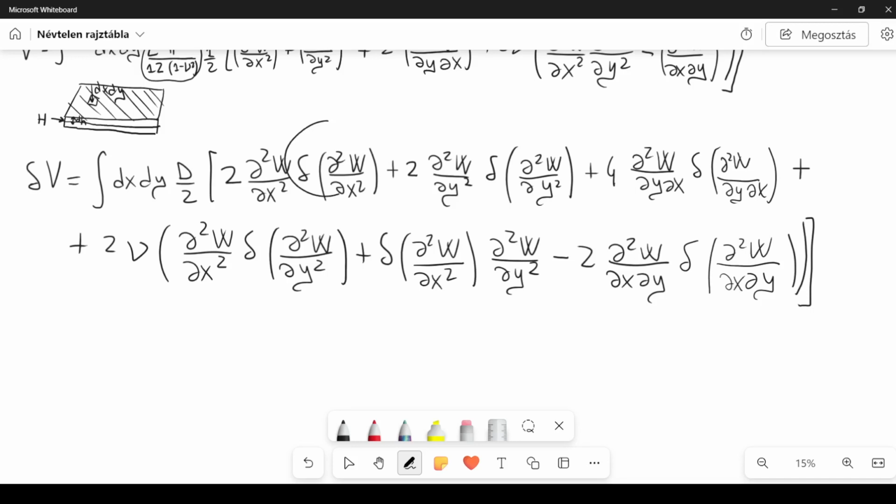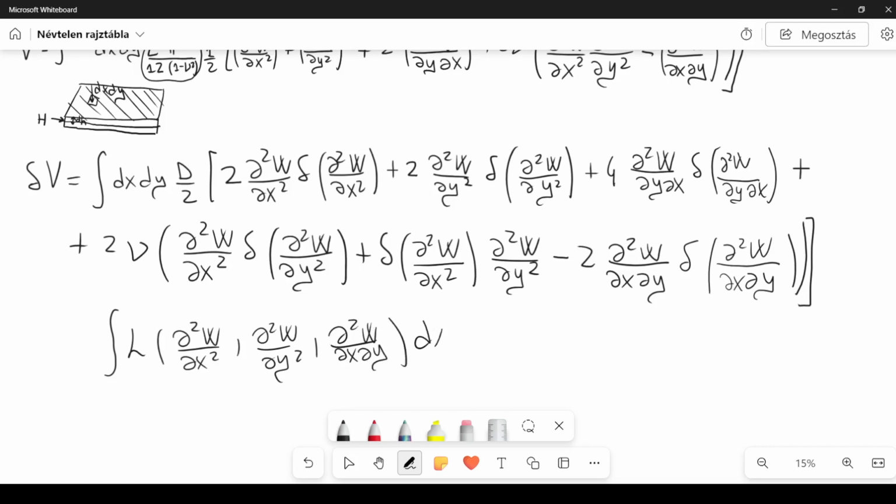So you can see that in this case we have expressed our action in such a way that we have the variational changes of the second derivatives. These are not really differentials. It's as if we are considering the Lagrangian to be a function of the second derivatives: d squared w dx squared, d squared w dy squared, and d squared w dx dy, because you can see that the change contains the variations of the second derivatives.